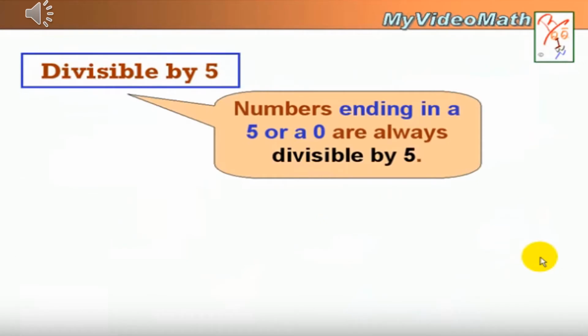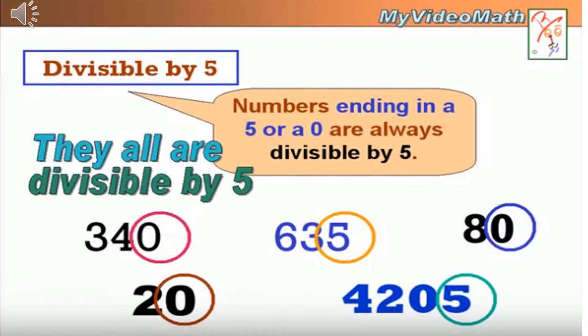When is the number divisible by 5? The divisibility rule of 5 is one of the easiest ones because you just have to see if the last digit is 0 or 5. Are all these numbers divisible by 5? Of course they are, because all the numbers end in 0 or 5.